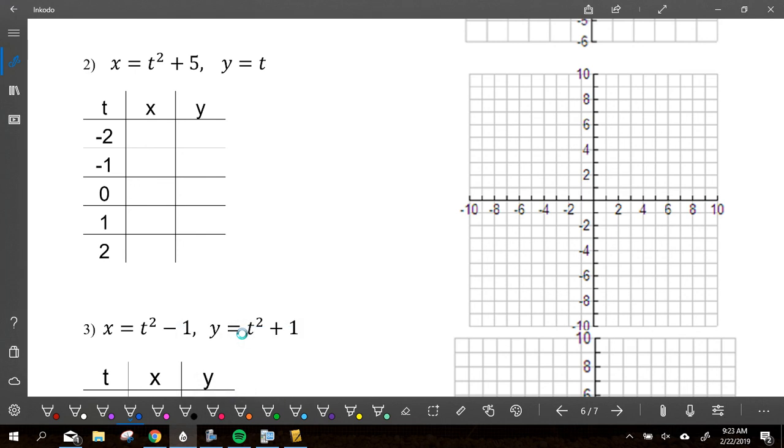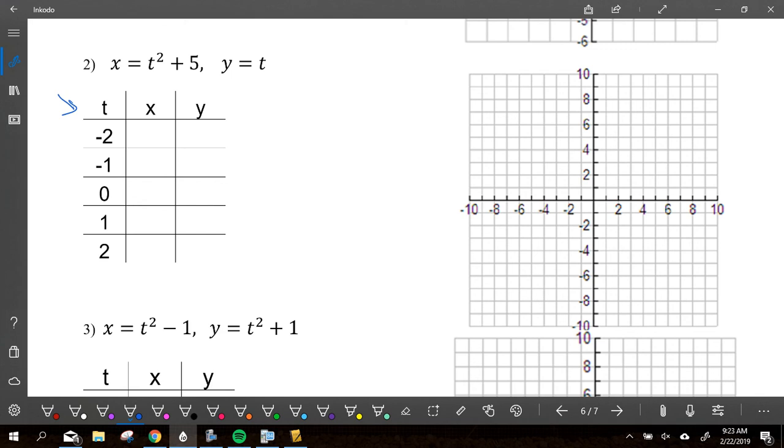All right, here we go. So we are going to do these as whiteboard problems. That way we get some practice and you get some immediate feedback whether you're doing it right or not. And so the first one you're doing is this one right here. X equals t squared plus 5. Y equals t. You're going to fill out this t chart right here, and then given those points, you're going to graph that on your boards.